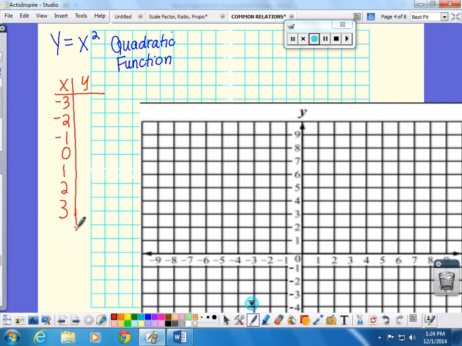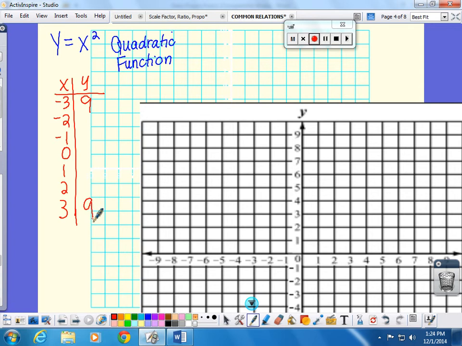Easy to graph. What happens to a number when you square it? It becomes bigger, but it becomes positive, doesn't it? Is there any way that I could square a number, or in other words, multiply it by itself, and I wouldn't get a positive? No. Like, what's -3 times -3? Negative or positive? Positive 9. What's +3 times +3?